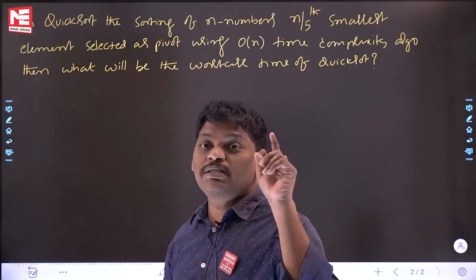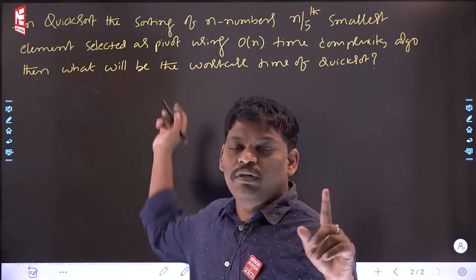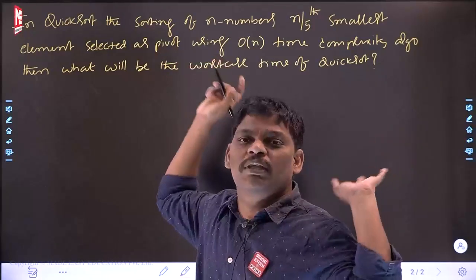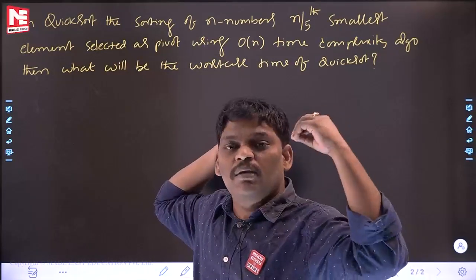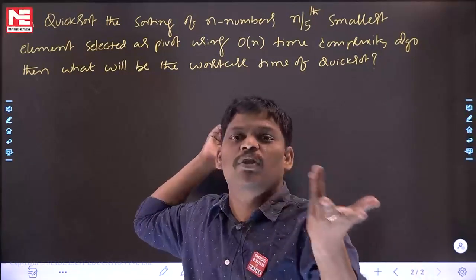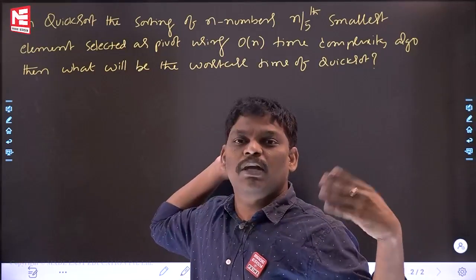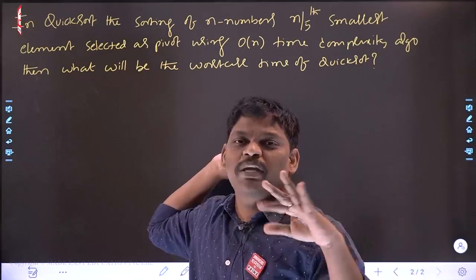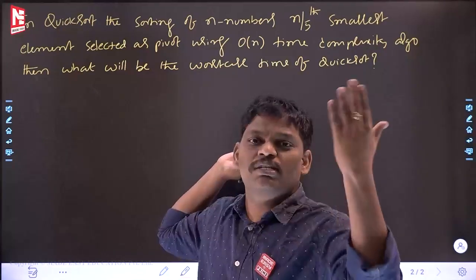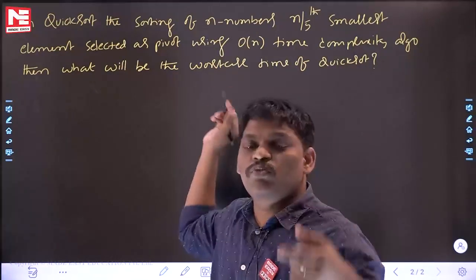I will explain, please listen carefully, it is a nice problem. Many problems like this will come in the GATE exam. Normal quicksort time complexity, no one will ask. What is the reason? Everyone knows. Normal quicksort time complexity: best case, average case, n log n, worst case, n square. You know very well.